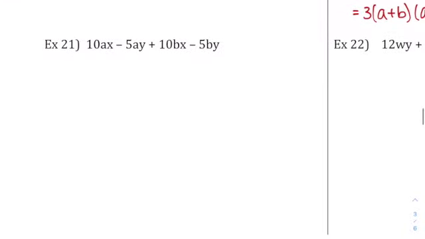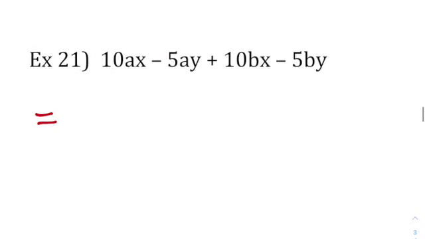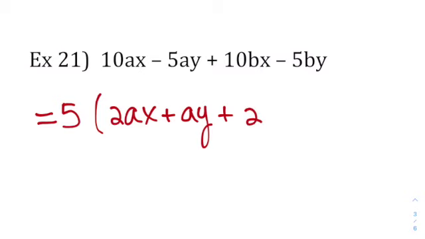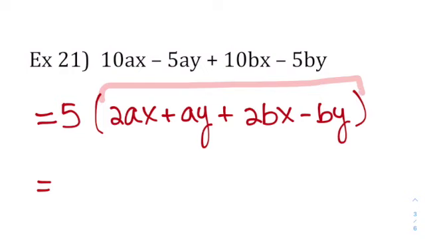Example 21. Now, I want you guys to look at this problem. Remember I said there's a different way of doing it. If you look at this problem, you should notice they all have a 5 in common. So if you pull out that 5, that will give you 2ax plus ay plus 2bx minus by. Now when you do that, you can just make sure that you follow this part like what we did before and leave the 5 alone in the front.